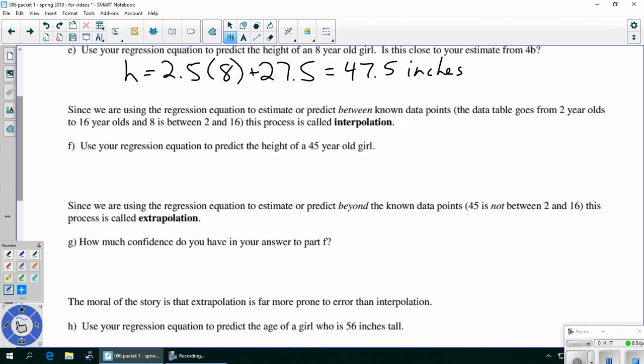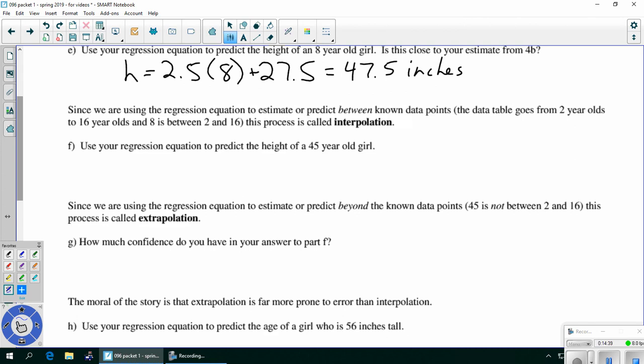Since we are using the regression equation to estimate or predict between known data points, the data table goes from 2-year-olds to 16-year-olds, and this 8-year-old question that we just answered is between 2 and 16. 8 is between the extremes of the data points. This process that we just followed to get the 47.5 is called interpolation. When you are in between, you are interpolating.